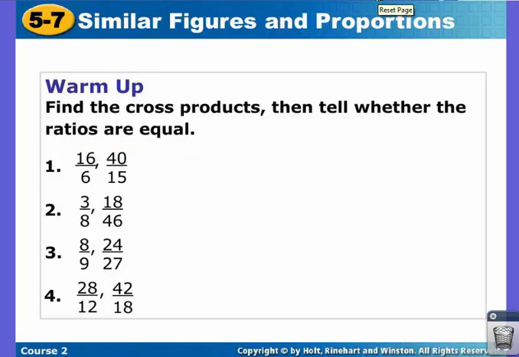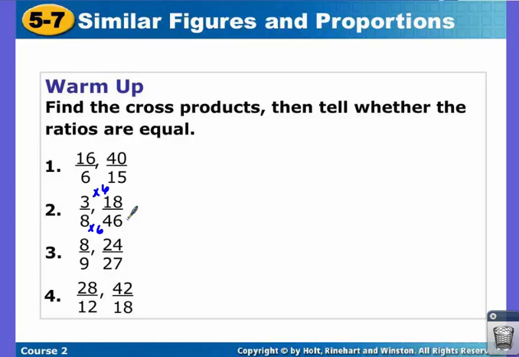Another way you could do it is you could take your calculator and just do 16 divided by 6 and 40 divided by 15. If you get the same answer on your calculator for both of those, then we know that those two ratios are equivalent. If I were to look at number 2, on this one right here, we've got one other way of looking at this one. We could ask ourselves, how did I go from 3 to 18? What would I do to 3 in order to turn it into an 18? Well, we would multiply it by 6. So in order for these two to say the same thing, I would need to multiply the 8 by 6 and get 48, not 46. So we know that these two are not the same.